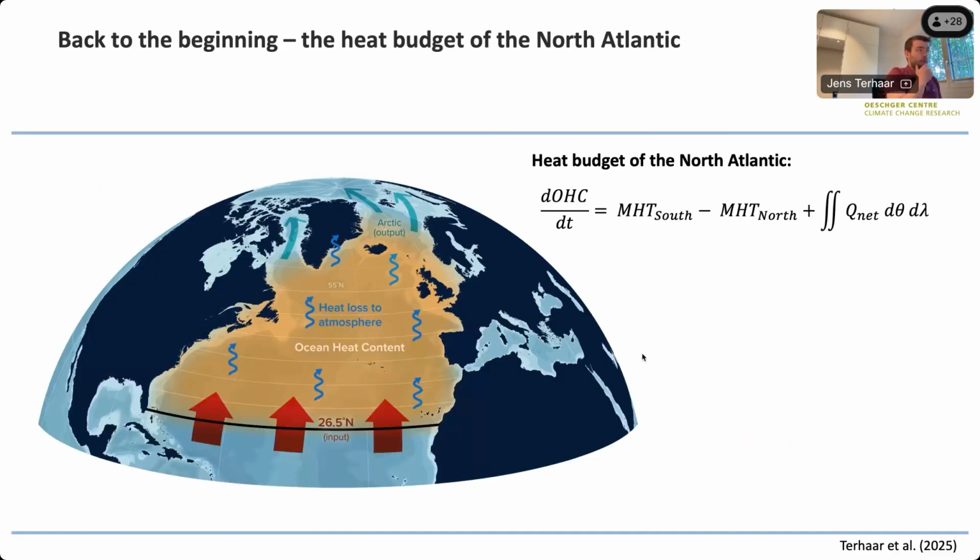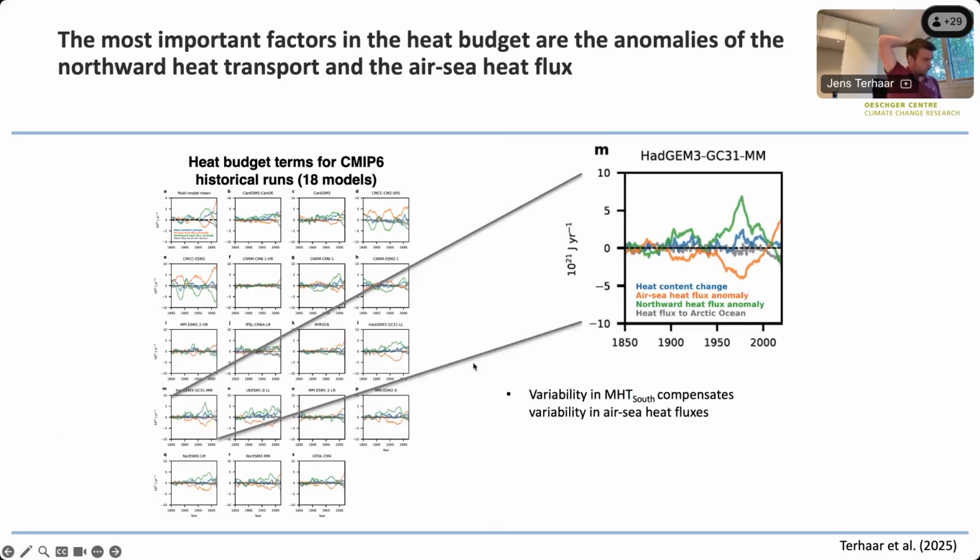And the proxy that we are suggesting is to use the RC heat flux, because we just looked at the heat budget. The ocean heat content change is basically the sum of the meridional heat transport from the south, what goes out to the north, and then the net RC heat flux. And if you look at the components, you can see them here for 18 models from CMIP6. I zoomed out one to show this.